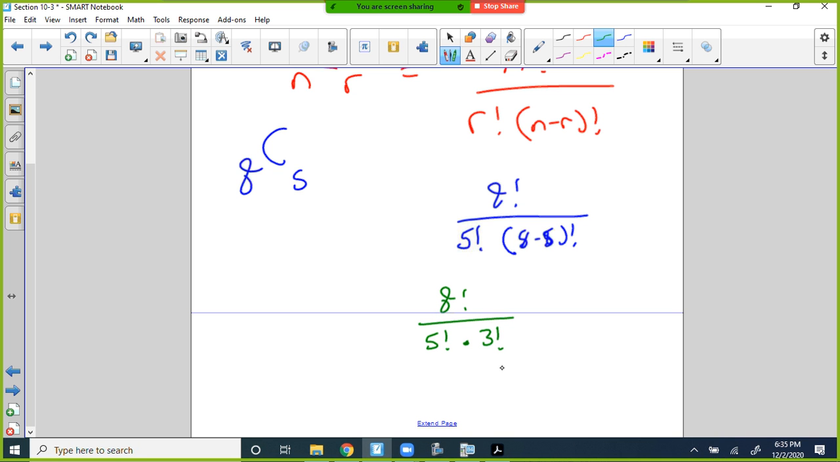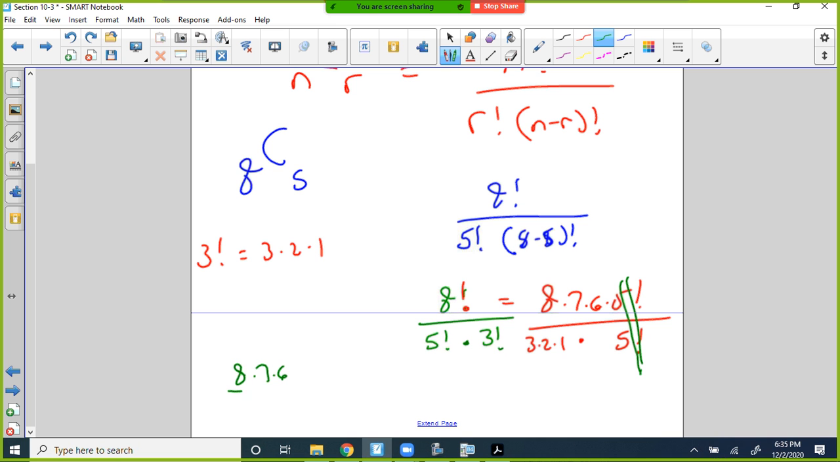So what does it mean to have a factorial? A factorial is that number times everything below it. So what we're going to do is work a little bit smarter here. I have 8 up top, but I have a 5 factorial and a 3 factorial on the bottom. So if I do 8 times 7 times 6 times 5 factorial, look what happens. That 5 factorial would cancel out, which would leave me with 8 times 7 times 6 over 3 times 2 times 1.